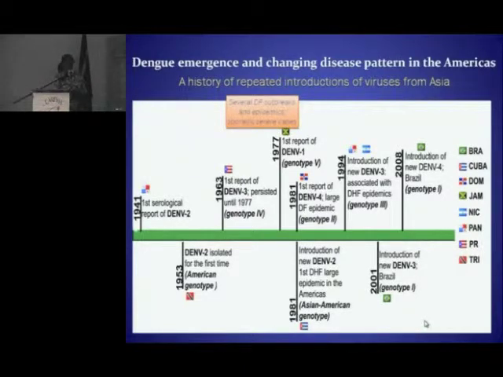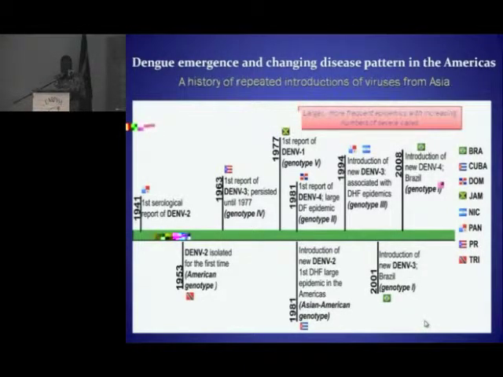Subsequently, in 1994, we had a new genotype of dengue 3 arriving, and that's when we ended up with all 4 serotypes circulating in the region. And what we have now is larger, more frequent epidemics with increasing numbers of severe cases.